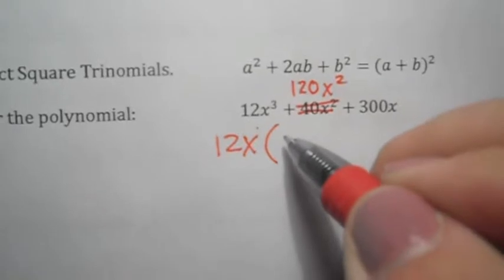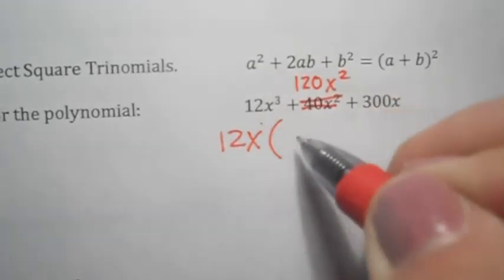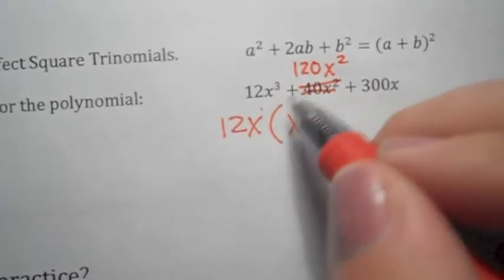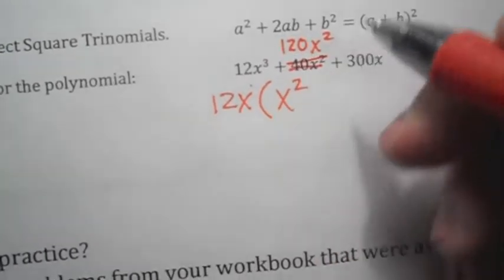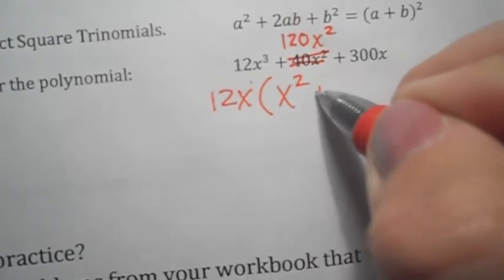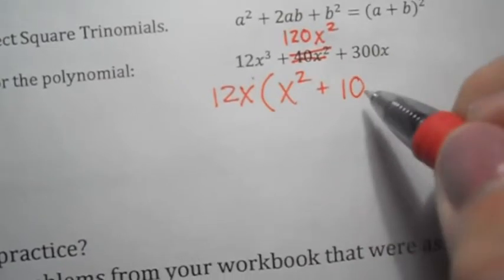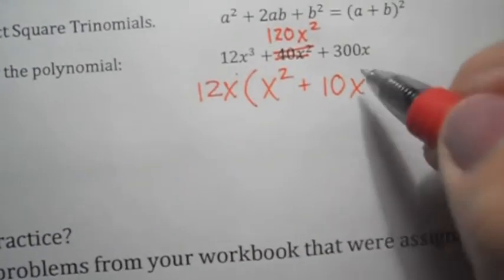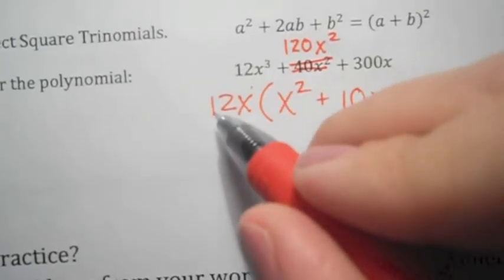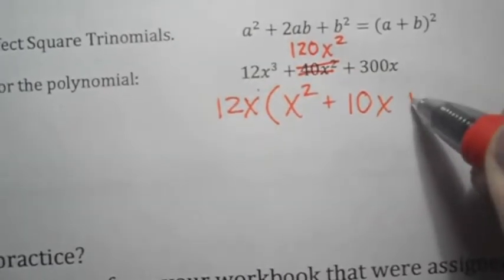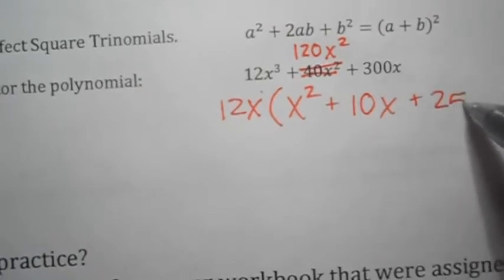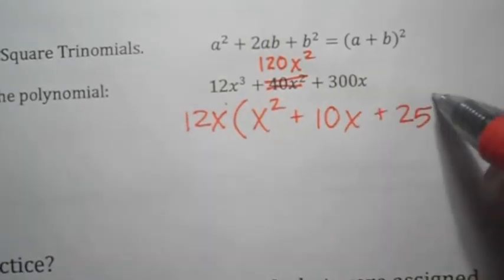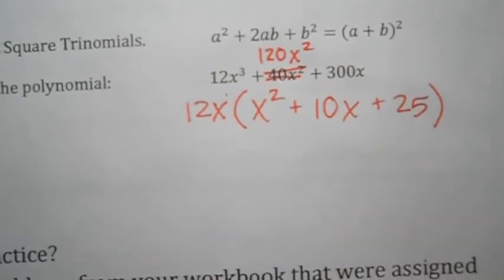Now what's left? If we take 12x out of 12x cubed, all we have left is x squared. If we factor out 12x from 120x squared, that would be a 10x. We took one x out of the x squared. If you factor out 12x from 300x, you can use your calculator, that's fine. 300 divided by 12 is 25. Since we factored out the x, there's no more x's left. And this is our trinomial.